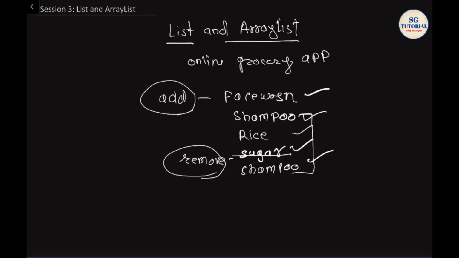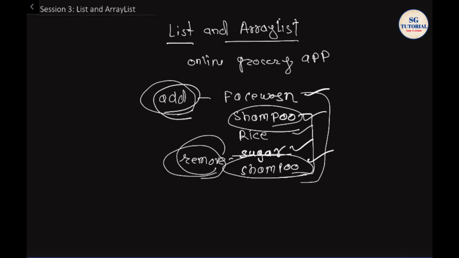Now imagine your client asks you to build this same grocery shopping application. Then you start thinking you need a data structure that can fulfill all these requirements, right? And data structure means array list, linked list, vector. So which data structure fulfills all these requirements? Our requirements are simple. We need a data structure that maintains order, allows duplicates, and lets us add and remove elements easily. Now the question is, which data structure can fulfill all these requirements?